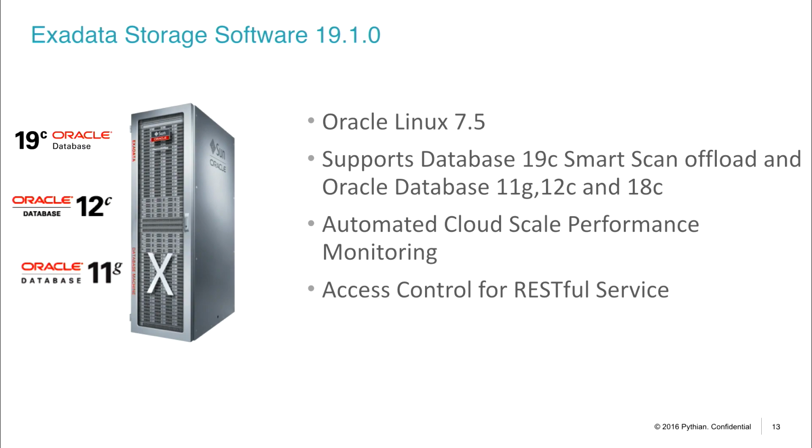Similarly, it still manages 11g databases, 12c, and 18c. Now, one of the very good things that it has is the automated cloud scale performance monitoring. What Oracle has done, similar to other products that it currently has, is that it's now using machine learning to monitor and alert on things that are going on within the storage cell and as well within the database servers. So this is very, very cool.